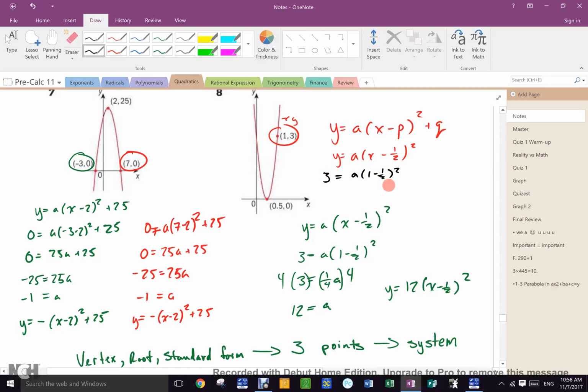What's 1 minus 1/2? A half, right? A half squared is a quarter, right? So this equals 3 equals 1/4 a. How do I get rid of 1/4? Times by 4. So 12 equals a, right? There it is. Thank you.